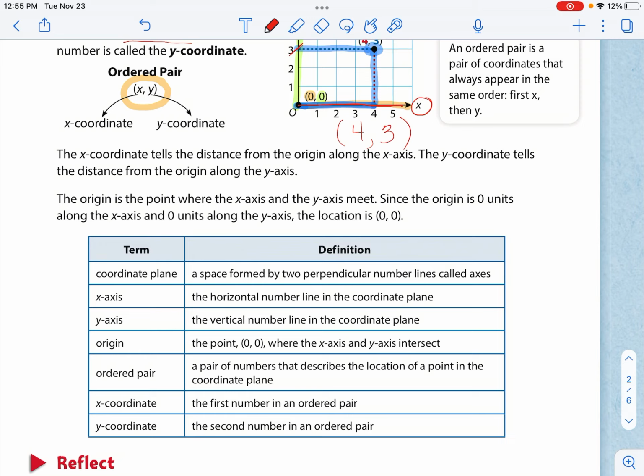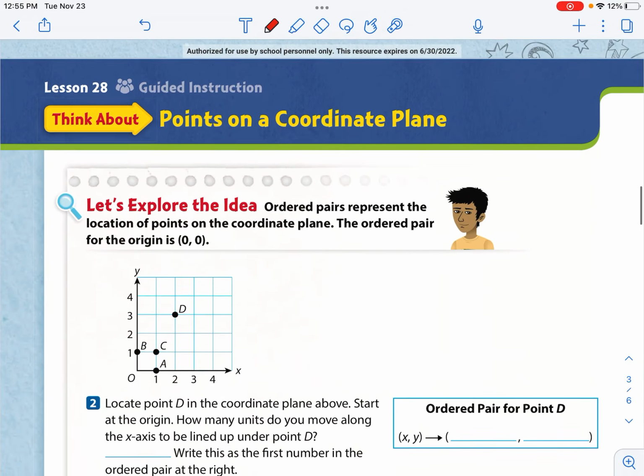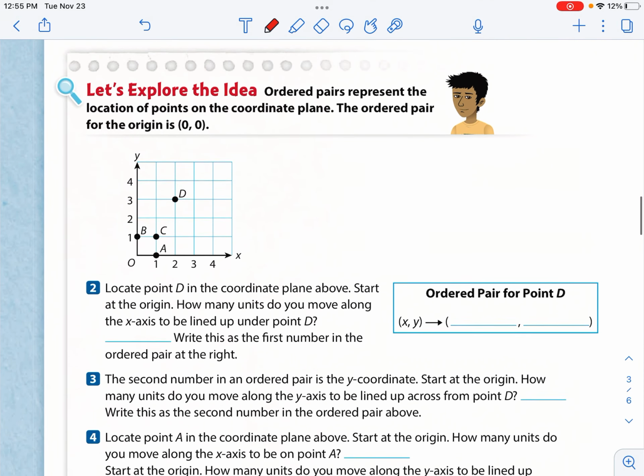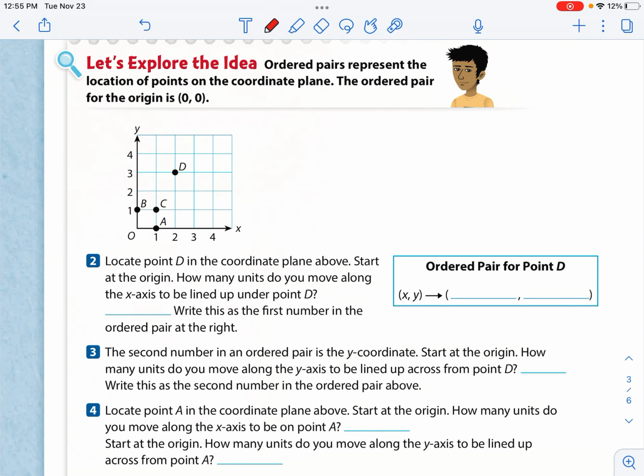So you can come back to this video at any time and look at all of these vocab words that we just discussed very quickly. But what I would like for you to do is to take the second sheet, and we're going to try a couple of these together. Okay? So as you can see, we've got a coordinate plane here. And I can see that we have points A, B, C, and D, all located on this coordinate plane.